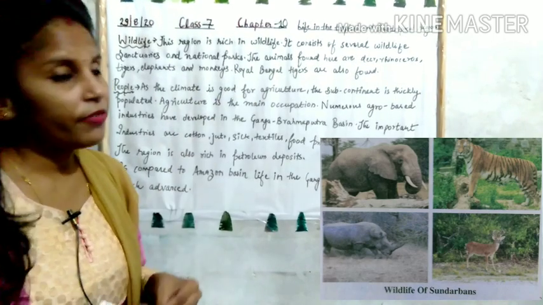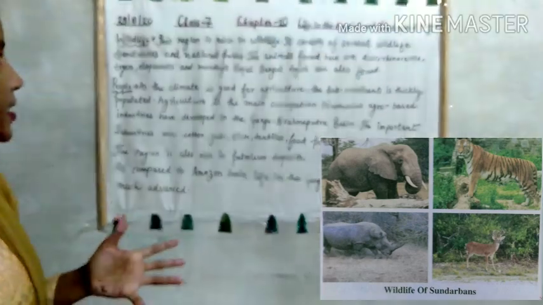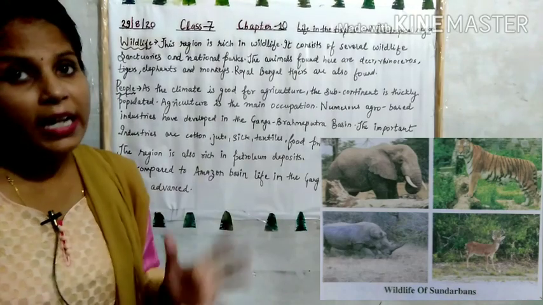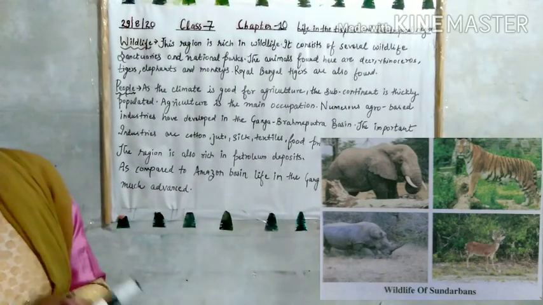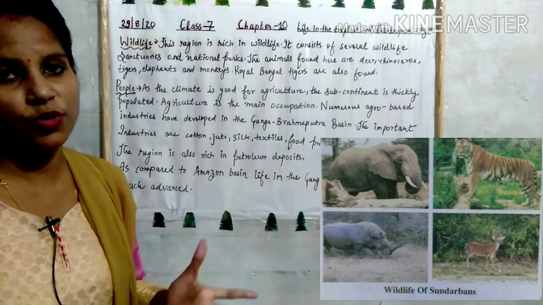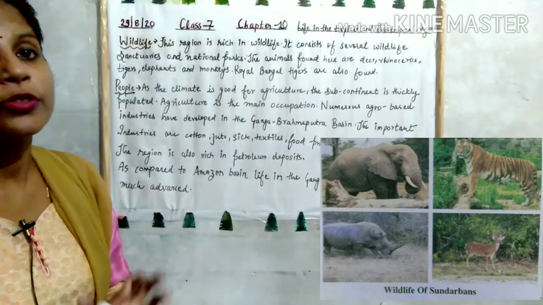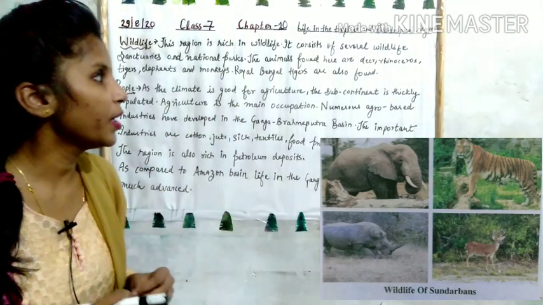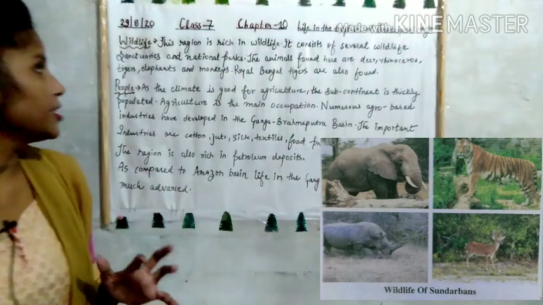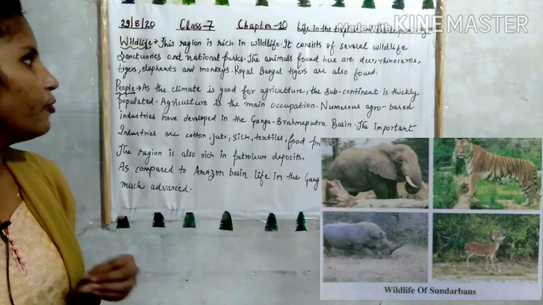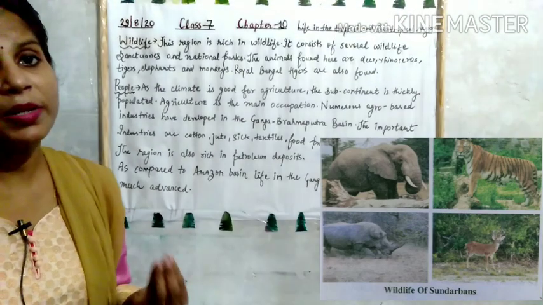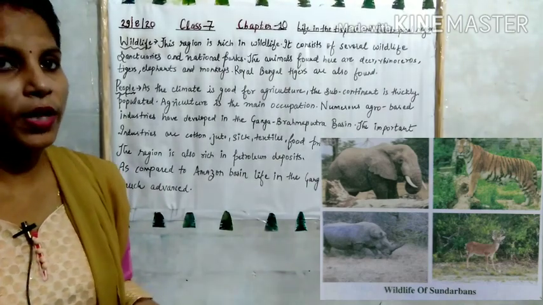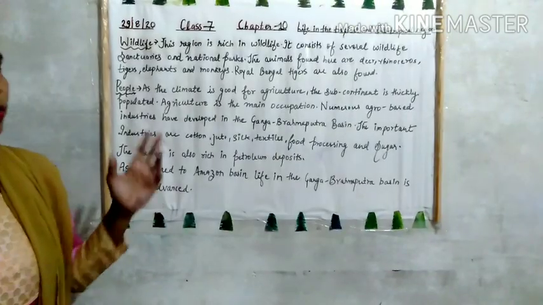It consists of several wildlife sanctuaries and national parks. So here there are many wildlife sanctuaries and national parks to protect and preserve the animals. The animals found here are deer, rhinoceros, tigers, elephants and monkeys, and the famous Royal Bengal tiger is also found in this area. Okay, now coming back to the people.